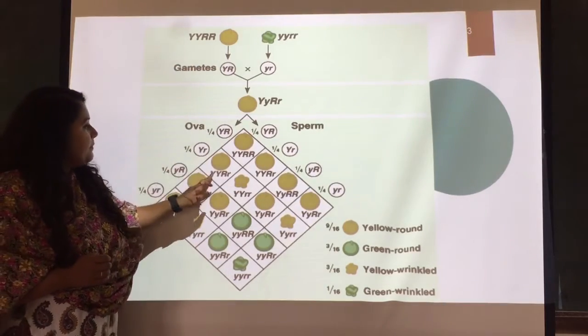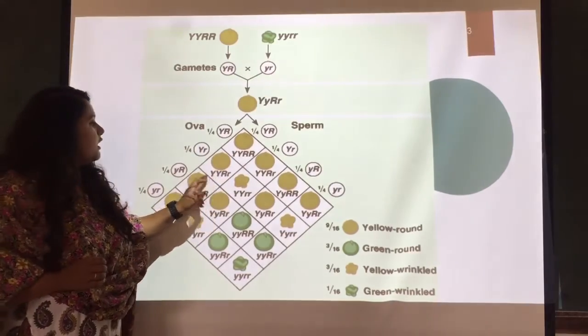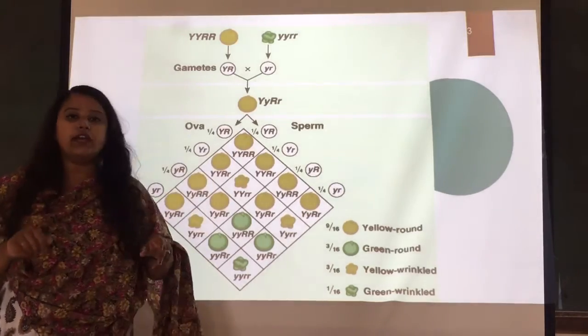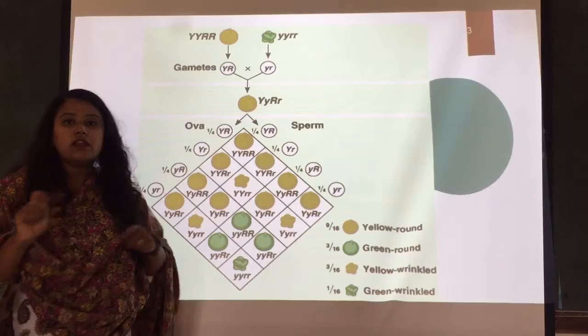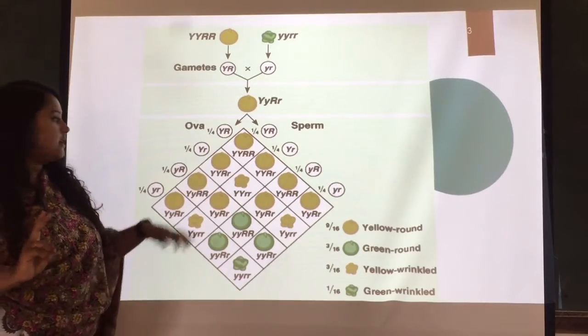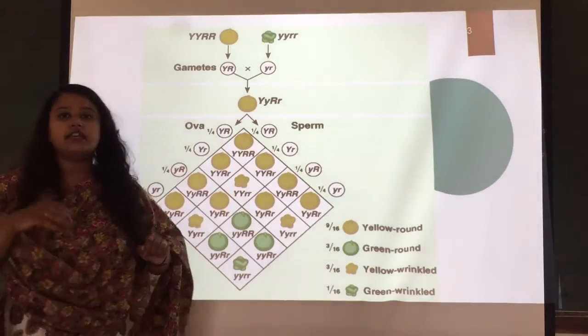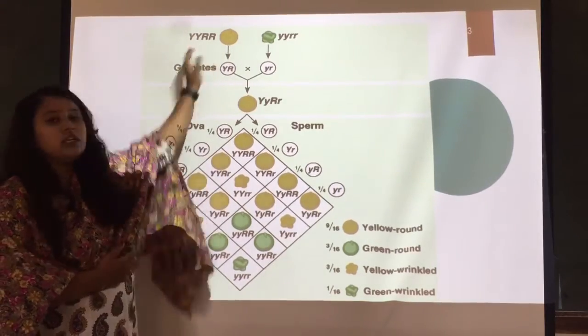Next will be capital Y, capital R, small r. Now here capital Y is there. For this reason there will be dominance of Y. That means it will be yellow in color. But here capital R and small r are present. So both the genes are present. But here the small r is not expressive and the capital R is expressive. For this reason it will be round in shape and it will be yellow in color, right?